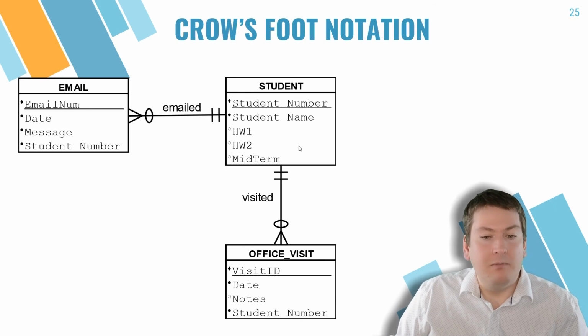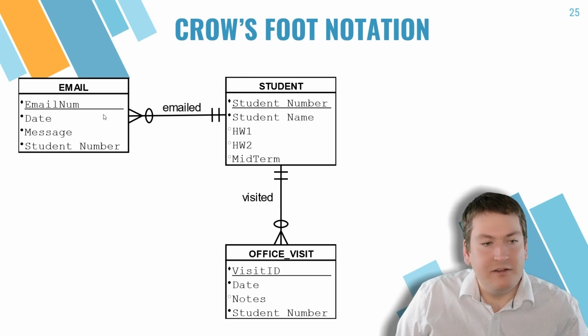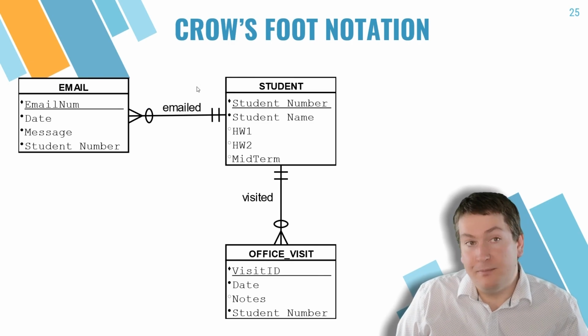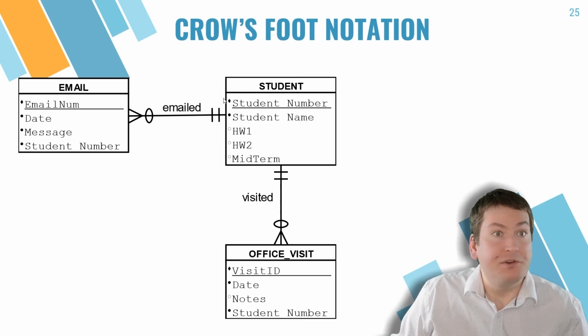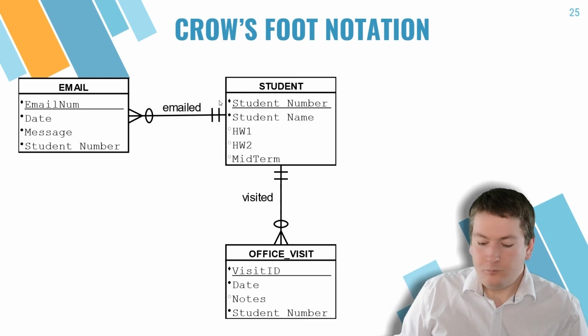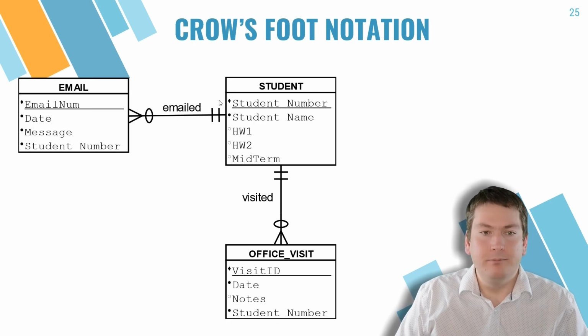And same thing going up from office visit. So the confusion usually comes from not looking at the symbol that's touching the entity to see how it participates or has cardinality in this relationship. We're actually looking at the symbols that are closer to the other side of the relationship. It can be a bit tricky to get down, but with practice it becomes a little bit more clear.